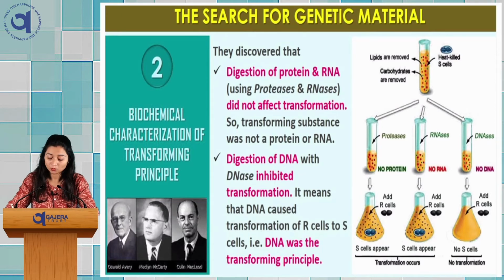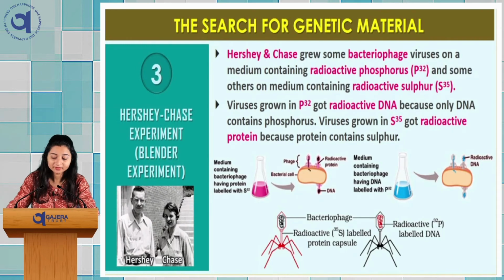Later, what they found was that when DNA was digested by using the enzyme DNase, in that condition the transformation did not occur. So, this R cell was not able to cause disorder to the mice. And that is how they concluded that it is DNA which is actually behaving as the genetic material and is responsible for the transforming principle. So, moving to our third experiment.